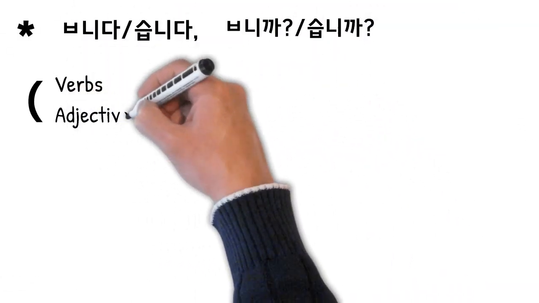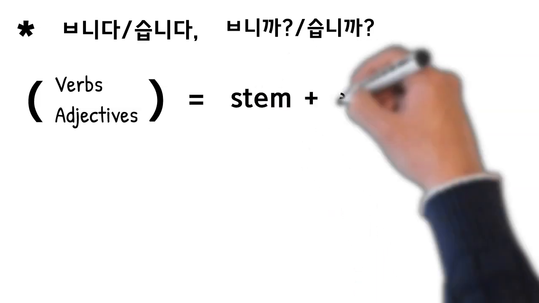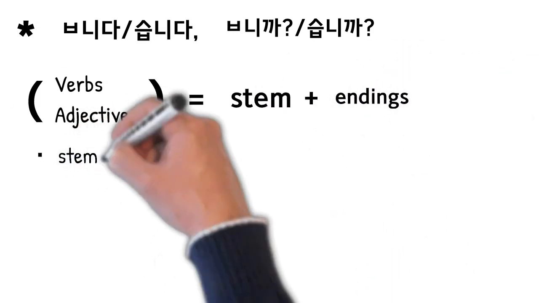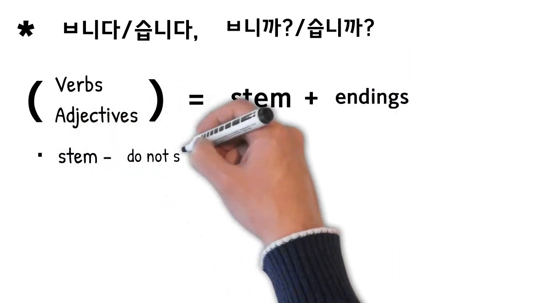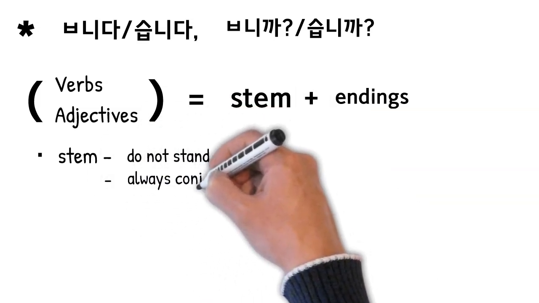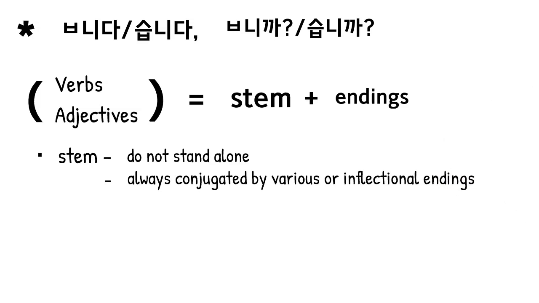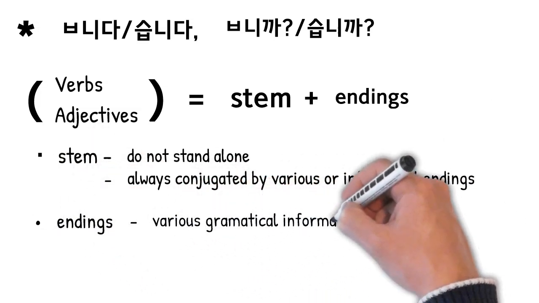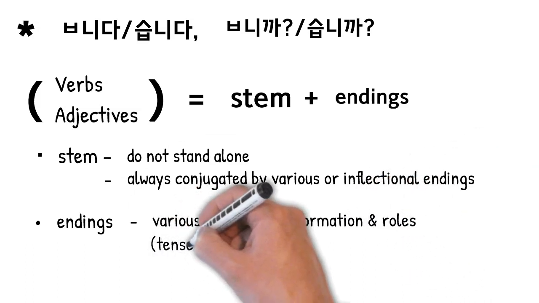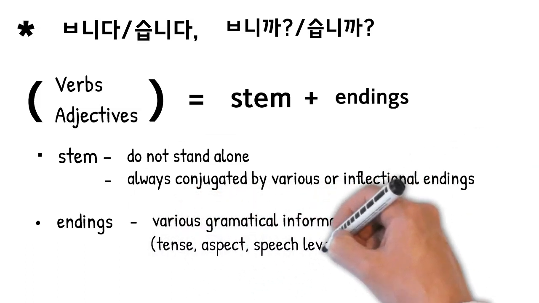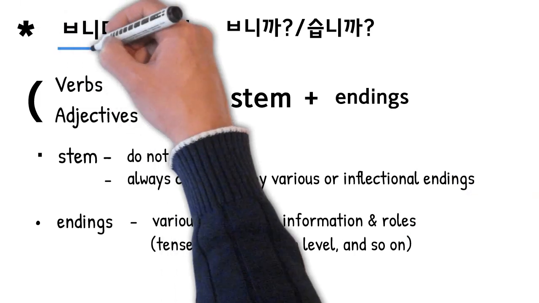Korean verbs and adjectives are made up of stems and endings. The stems of verbs and adjectives do not stand alone, and they are always conjugated by various inflectional endings. These endings carry various grammatical information and rules such as tense, aspect, speech levels, and so on.